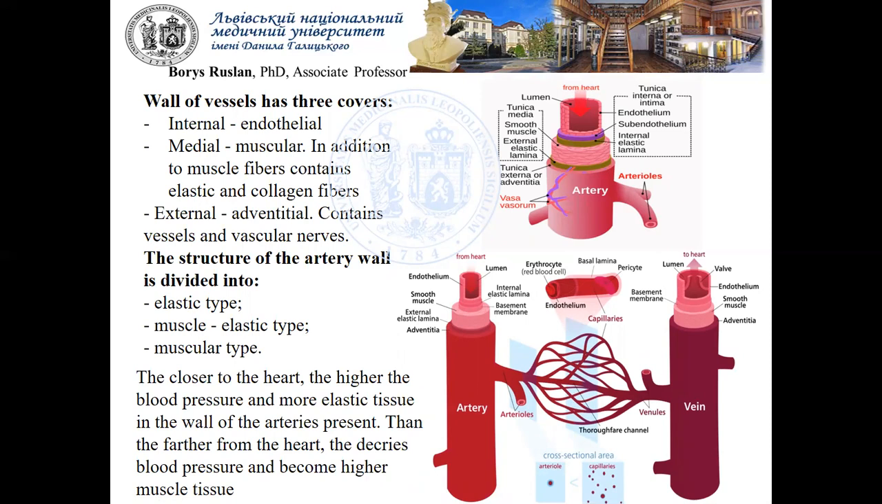The arteries are divided structurally into elastic type, muscle-elastic type, and muscle type. As for position, the closer to the heart, the higher the blood pressure and the more elastic tissue is present in the wall of the arteries. The farther from the heart, the lower the blood pressure and the more muscle tissue there is.